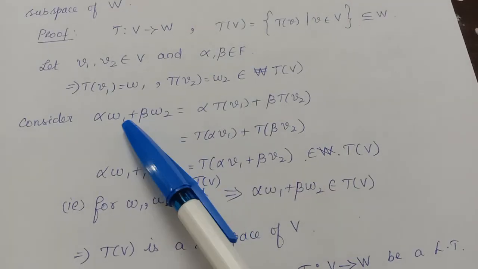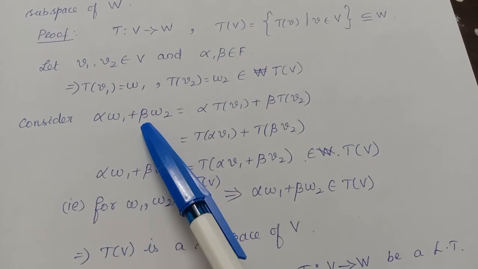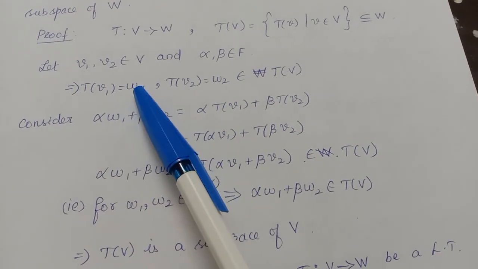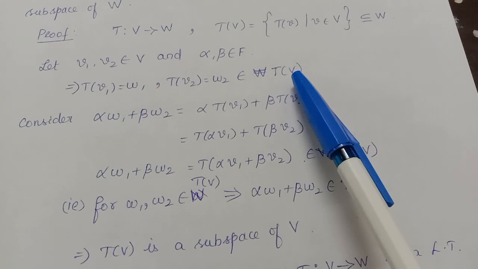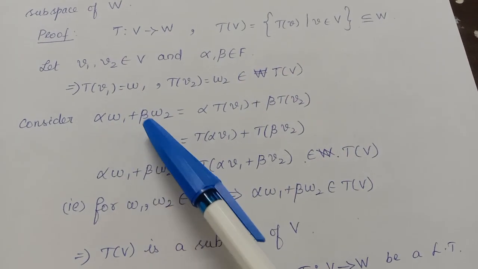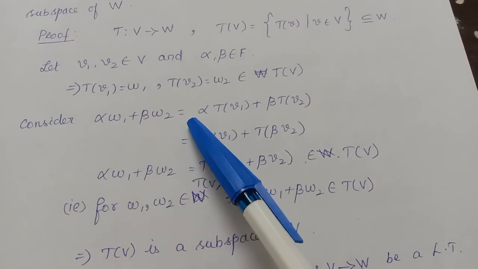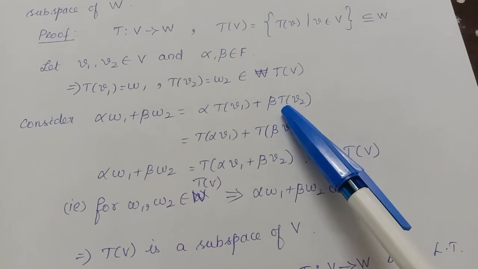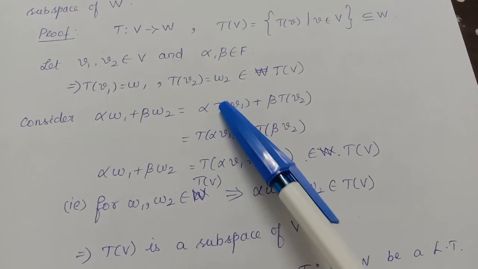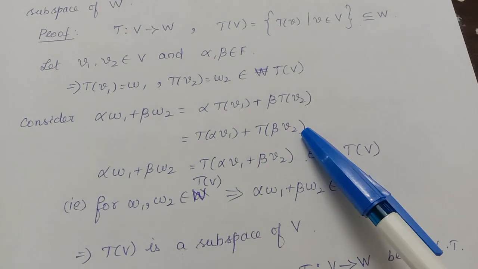Now, consider alpha W1 plus beta W2. We have to prove this also belongs to T of V. For being a subspace, when you take two elements W1, W2 belonging to T of V, we have to prove their linear combination alpha W1 plus beta W2 also belongs to T of V. Alpha W1 plus beta W2 is nothing but alpha into T of V1 plus beta into T of V2. Now since T is a linear transformation, this can be rewritten as T of alpha V1 plus T of beta V2.